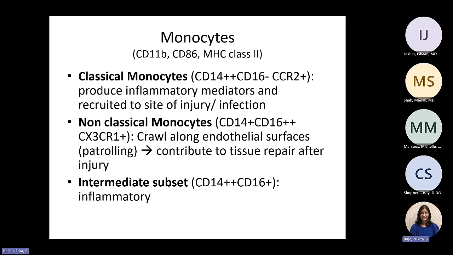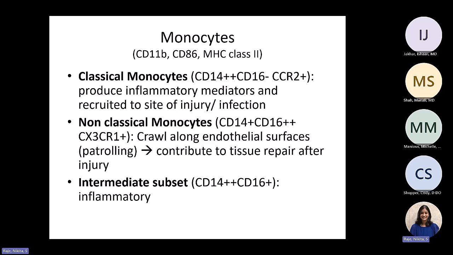There they move out of the circulation, go to the tissue, and that's when they turn into macrophages. But then there are some non-classical monocytes. They are mildly positive for CD14, strongly positive for CD16, and they are CX3CR1 positive. What are these CCR2 and CX3CR1? Those are the chemokine receptors.